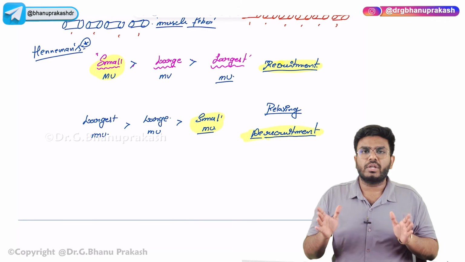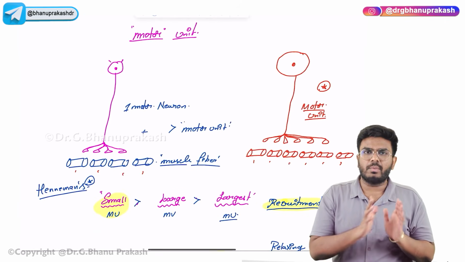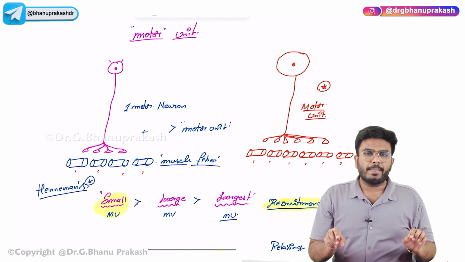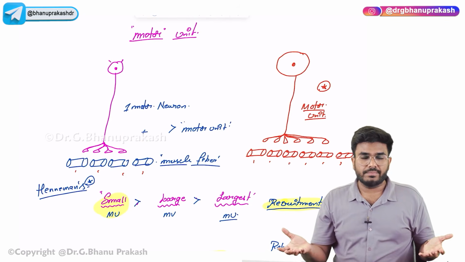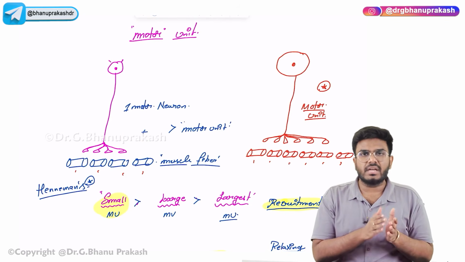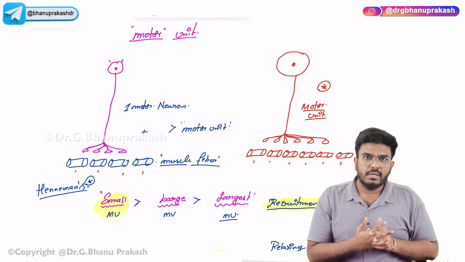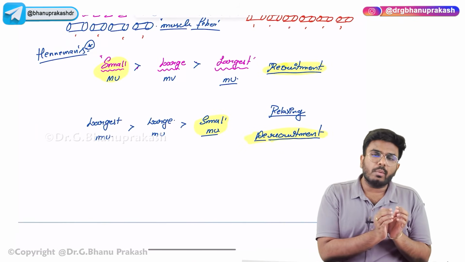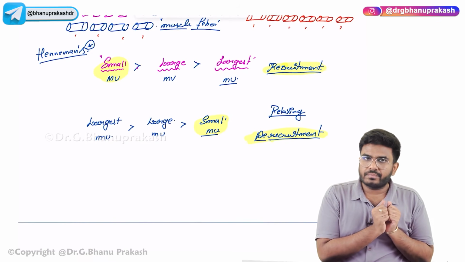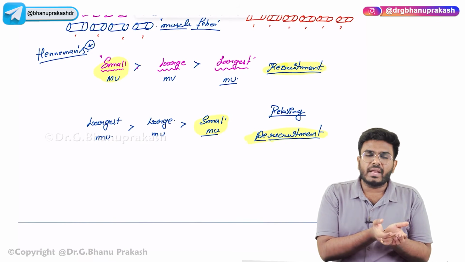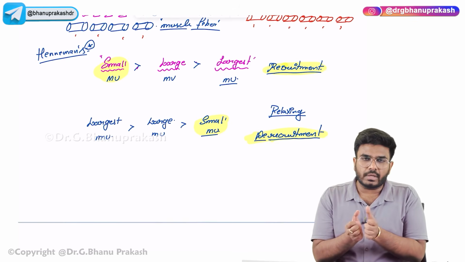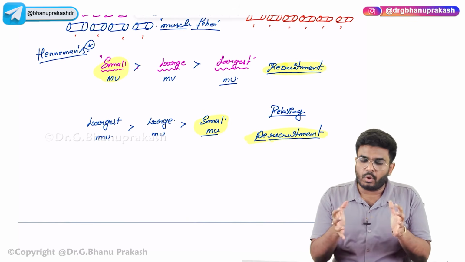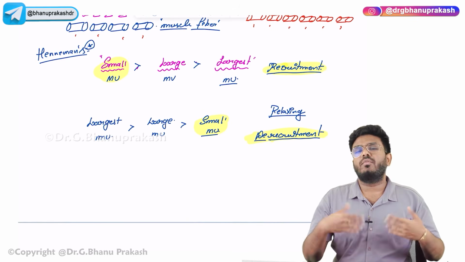Okay, so the point which I want you to know is simple. There are different size motor units. First of all, what is a motor unit? I have explained to you: one motor neuron, how many muscle fibers is it innervating? That is called a motor unit. There are small motor units and large motor units. According to Henneman's principle, first small motor units are recruited for the purpose. If they are not sufficient, large motor units are recruited so that more fibers will be contracted, so more force can be generated.